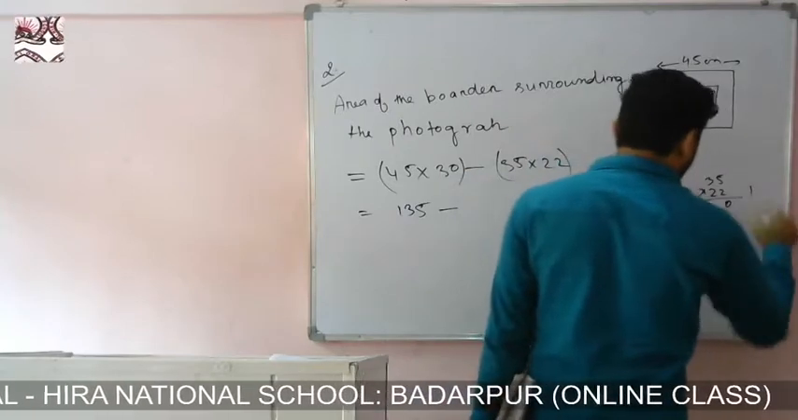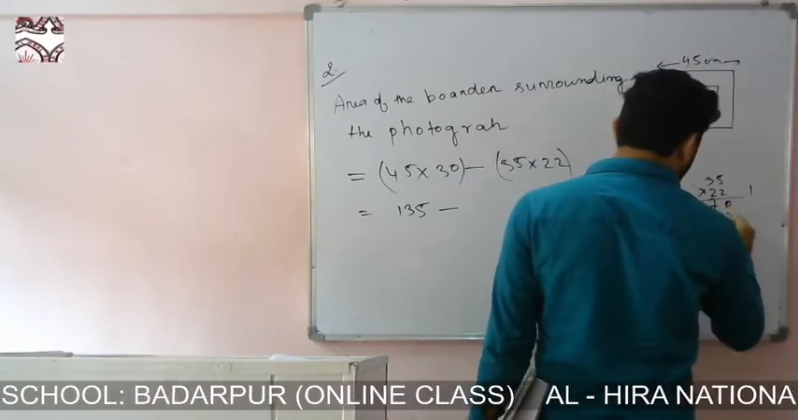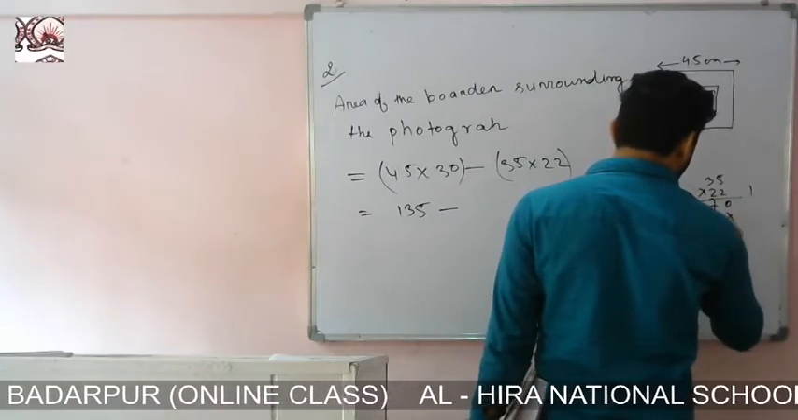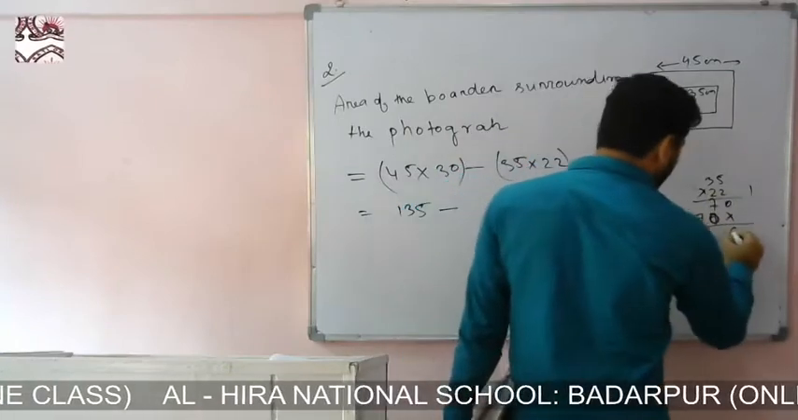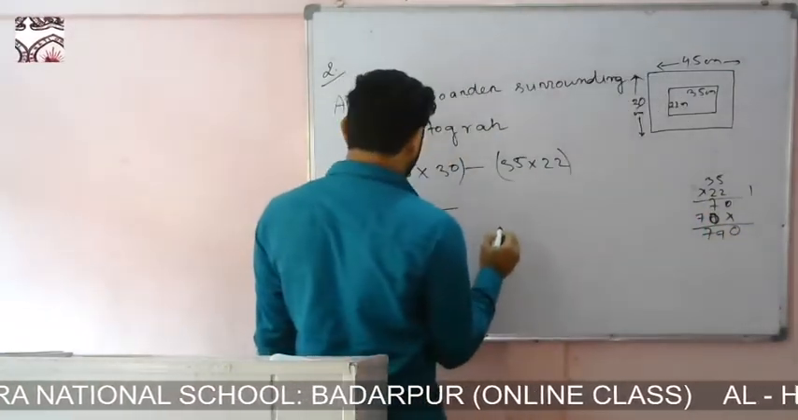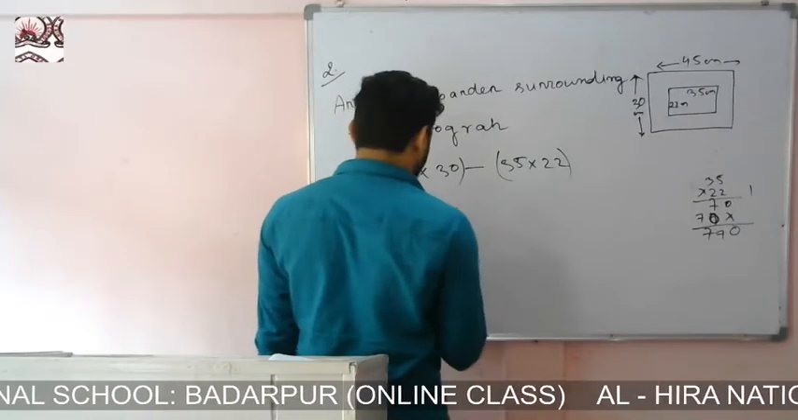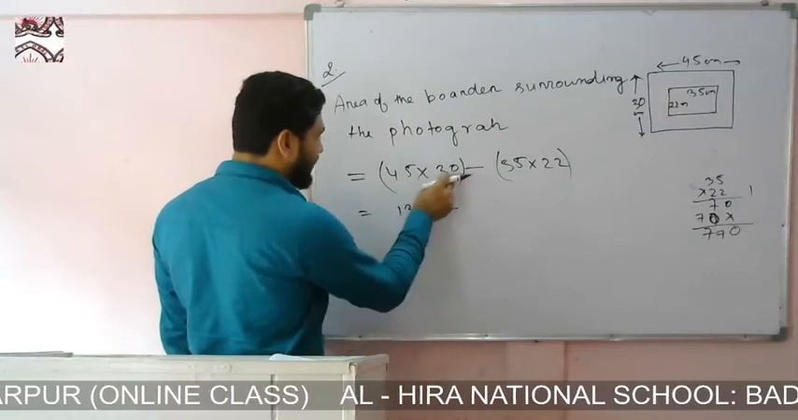5 twos are 10 and 1, 3 twos are 6 and 1 is 7. Again there will be what? 5 twos are 10, 6 twos are 60 and 7 is 70, so 770. That means here 0 is there. 5 threes are 15, 4 threes are 12 and 1 is 13, and 0 is there.